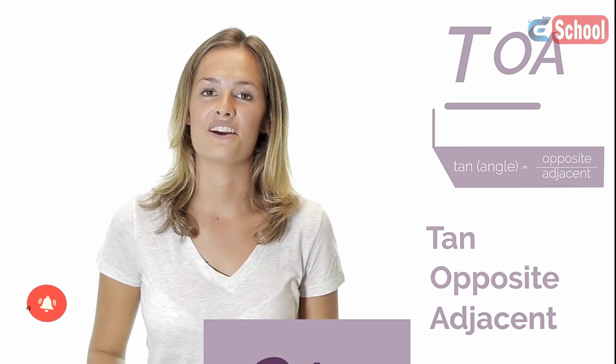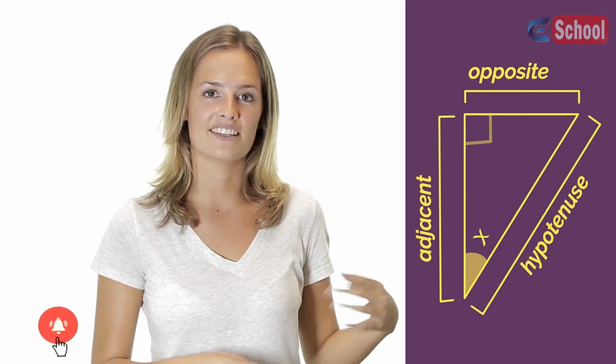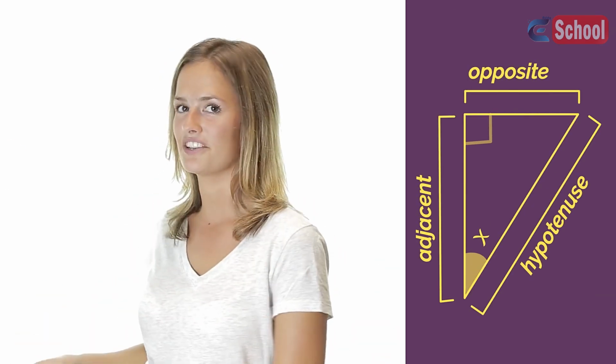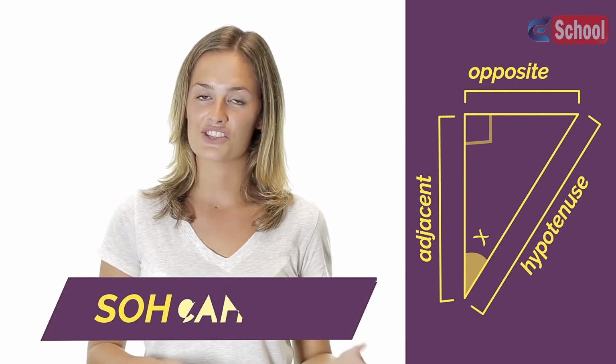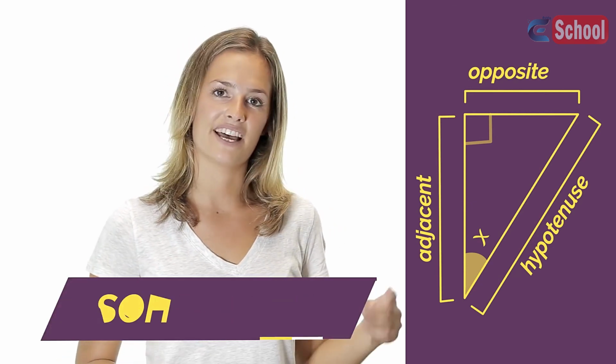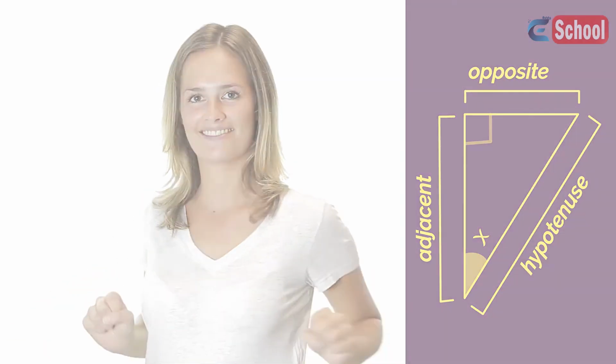So from this video, you should be able to label the sides, the adjacent, opposite and hypotenuse on a right angle triangle. And you should remember the word SOHCAHTOA and that it represents sine, cos and tan.